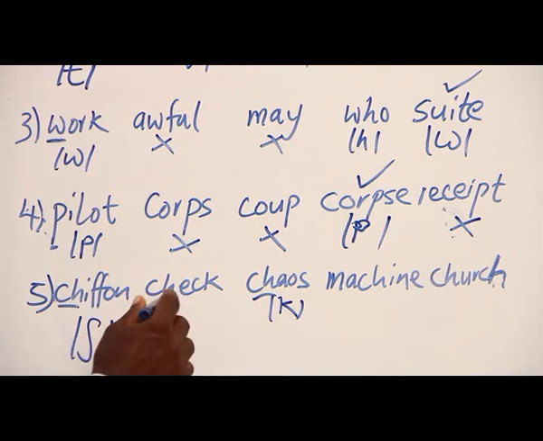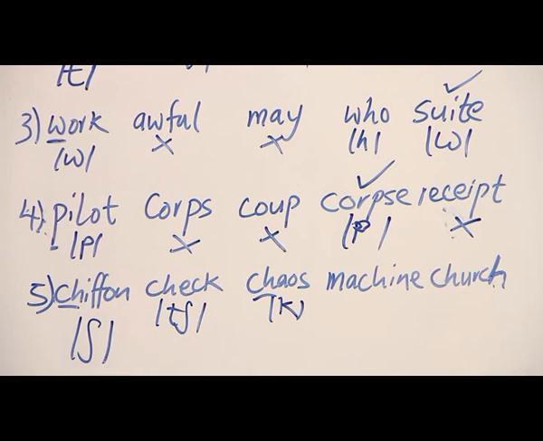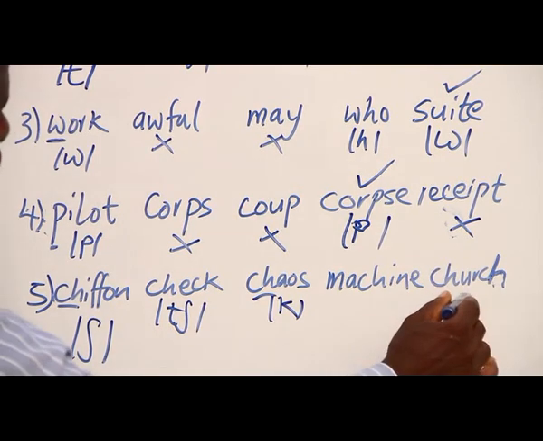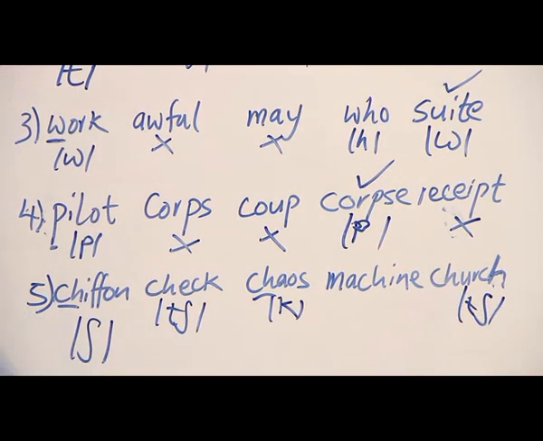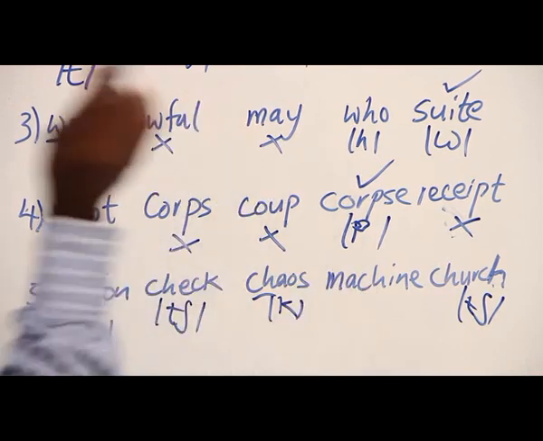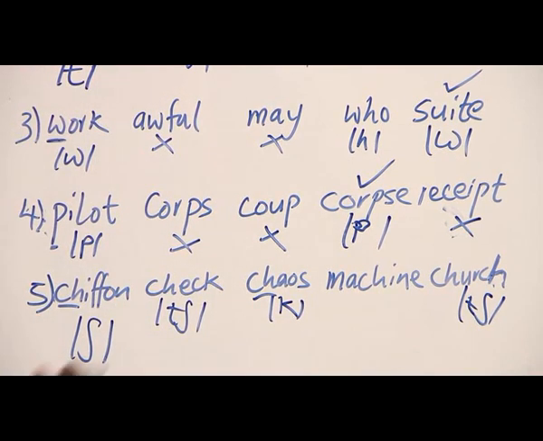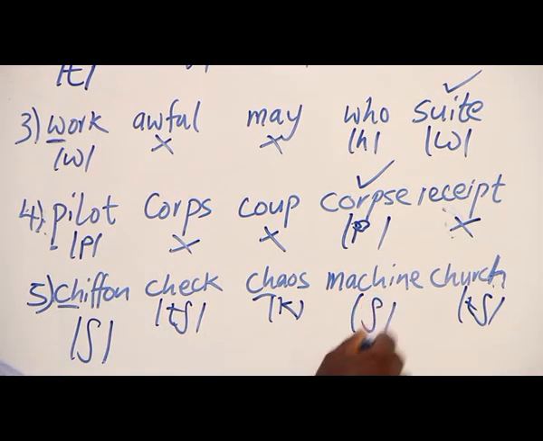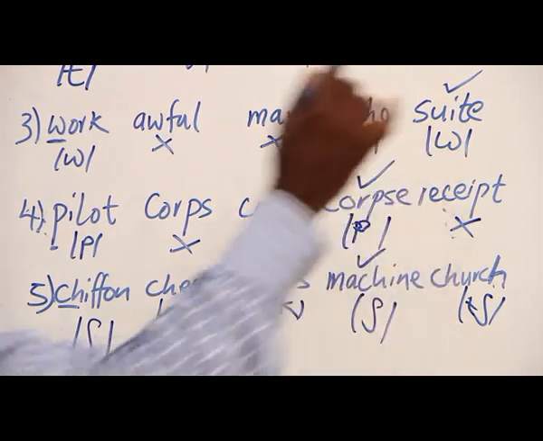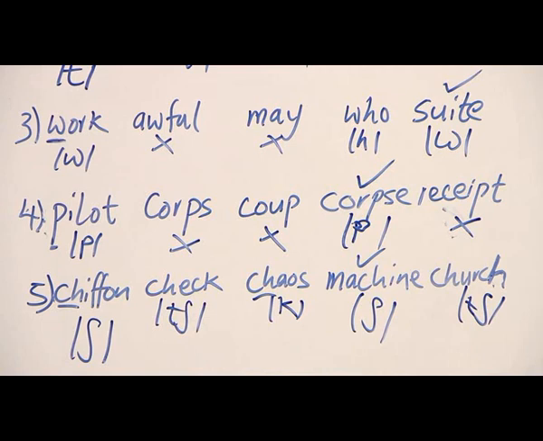And then the CH we have under A produces the affricate, check. And then the same thing with church, produces the affricate ch. So remember we've looked at the word machine before as having that same fricative. So our answer for question number 5 is C.